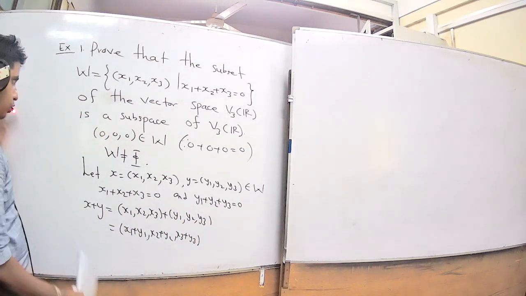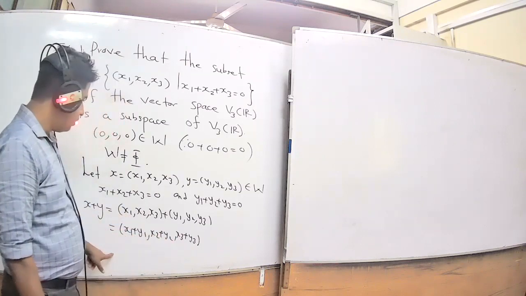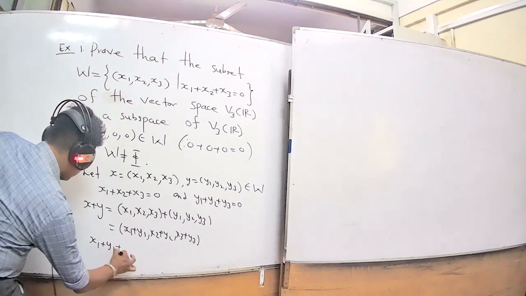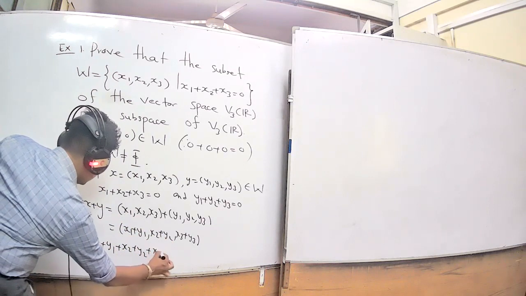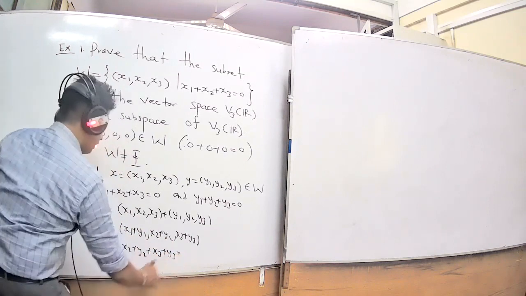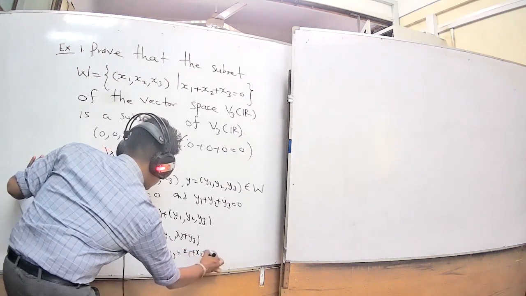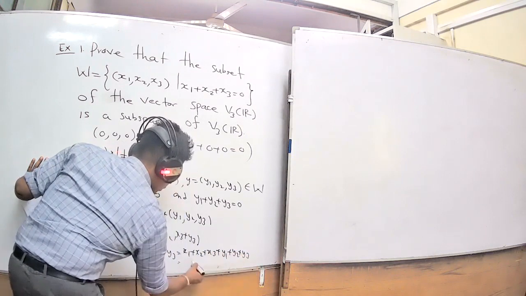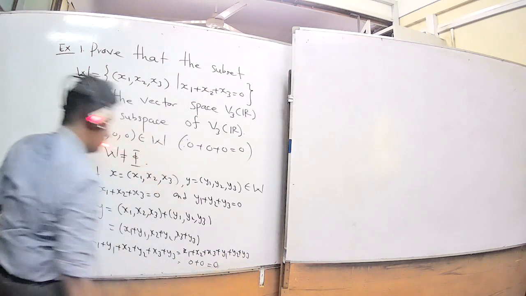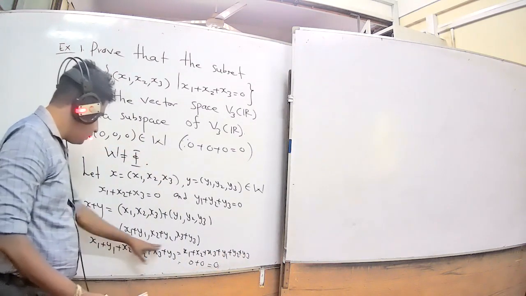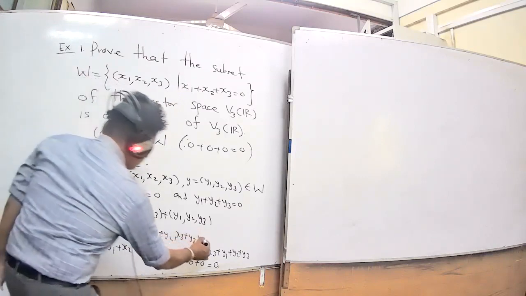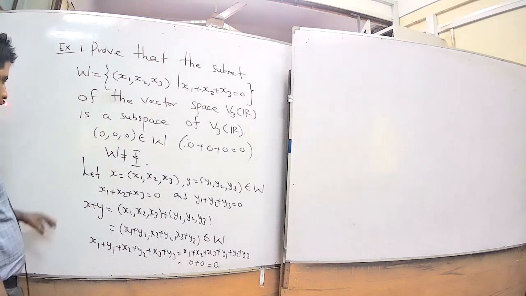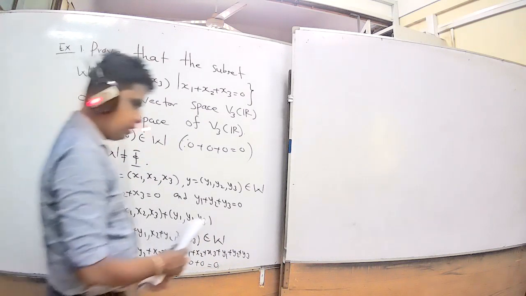Now we want to show that the sum of these components also equals 0. That means (x1 plus y1) plus (x2 plus y2) plus (x3 plus y3). You can rearrange the order: (x1 plus x2 plus x3) plus (y1 plus y2 plus y3). That one is 0, and this one is also 0. Therefore, altogether it is 0. So this element satisfies the condition and belongs to W. This condition is okay. Next, scalar multiplication.